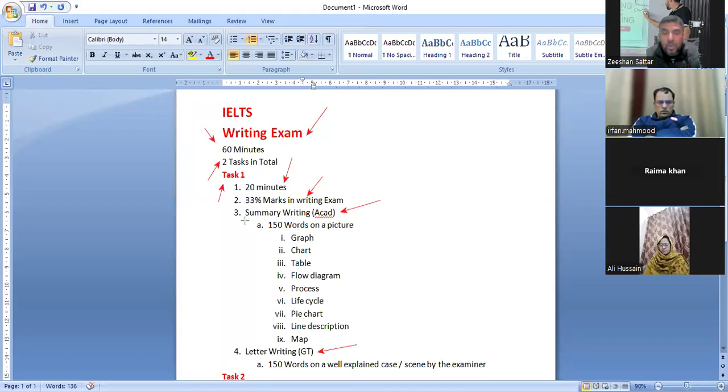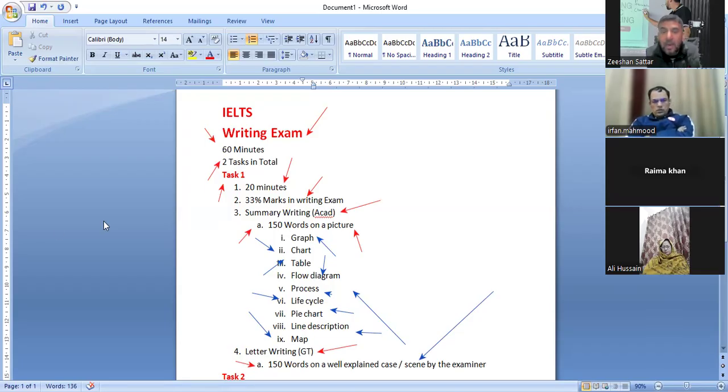And the students are required to write 150 words. Either it is a letter or it is a summary. ये letter है या ये summary है. Students को 150 words ही लिखने हैं in either of them if they appear in exam. Number 2, in summary writing, students will be given a picture by the examiner. This picture can either be a graph, ये chart भी हो सकता है, table भी, flow diagram भी, process diagram भी, life cycle भी, pie chart भी. It can be a line description and even it can be a map. Any one out of these can be there in exam for the academic students, and any specific scene can be there in the letter for the GT students.